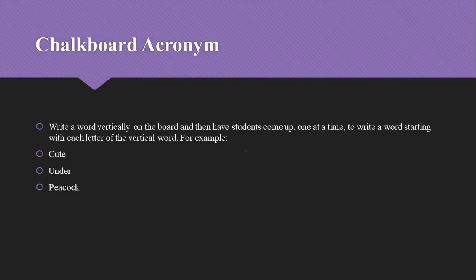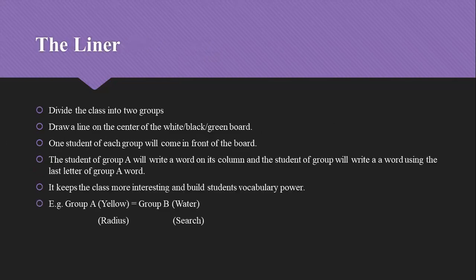Chalkboard acronym. The teacher should write a word vertically on the board, and vertically means straight, and a student comes up one at a time to write a word starting with each letter of the vertical word. For example, the word is cup, and then students make C for cute, U for hunter, and P for peacock. The next, the game of the line. In this game, the teacher divides the class into two groups.